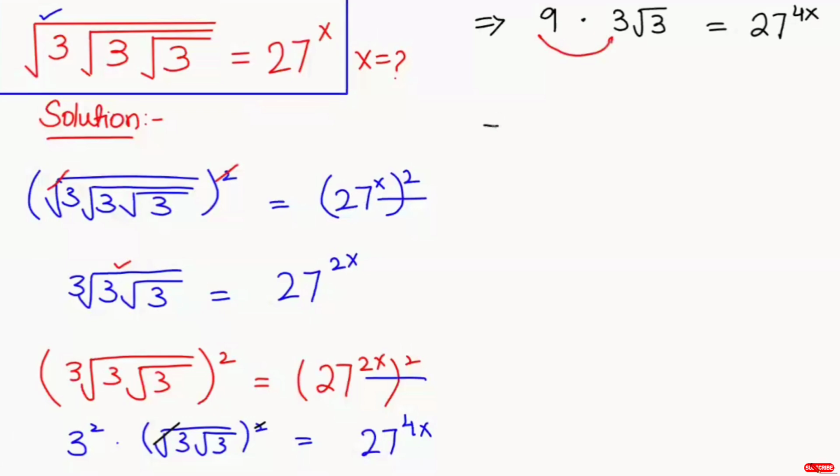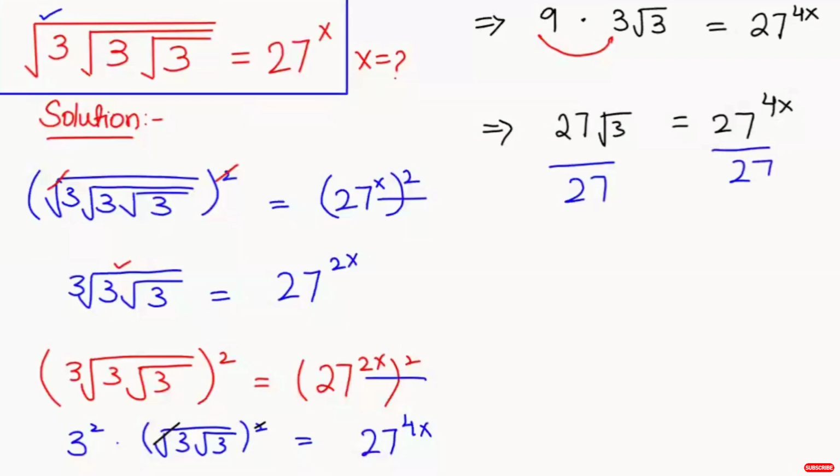So the next expression we get: 9 times 3 gives us 27 root of 3 equals 27 to the power of 4x. Now this 27 is multiplying, so we divide both sides by it. Here these cancel out. So the next expression we get is root of 3 equals, now here we have the power 1. So now I'm going to use the exponential rule, that is a to the power of m over a to the power of n can be written as a to the power of m minus n.